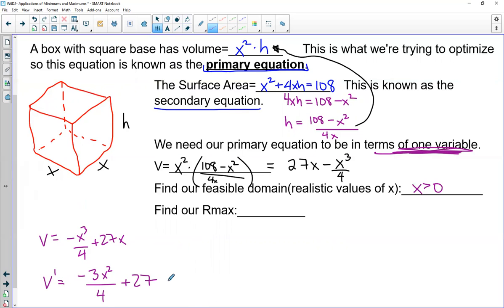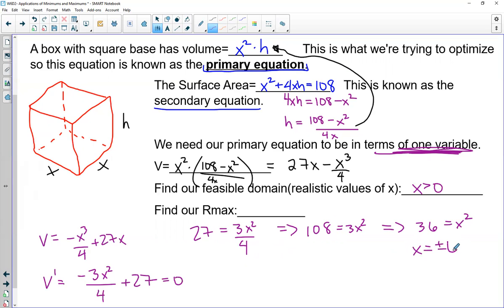I'm then going to find my critical numbers, so I'm going to set my derivative equal to 0. I'm going to get that 27 is equal to 3x squared over 4, and then solve for x. From here, I'll get that 108 is equal to 3x squared, then 36 is equal to x squared, and my critical numbers are going to be plus or minus 6.